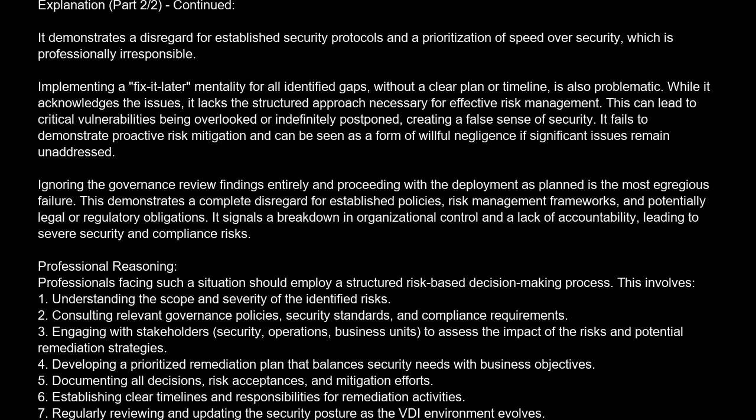4. Developing a prioritized remediation plan that balances security needs with business objectives. 5. Documenting all decisions, risk acceptances, and mitigation efforts. 6. Establishing clear timelines and responsibilities for remediation activities. 7. Regularly reviewing and updating the security posture as the VDI environment evolves.